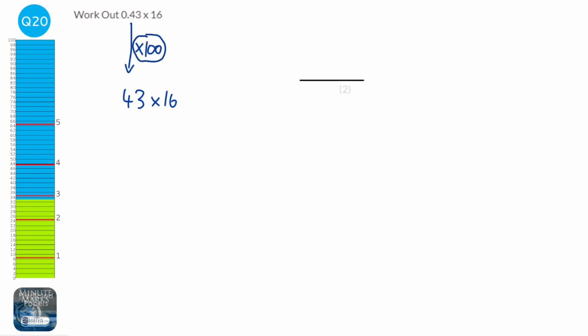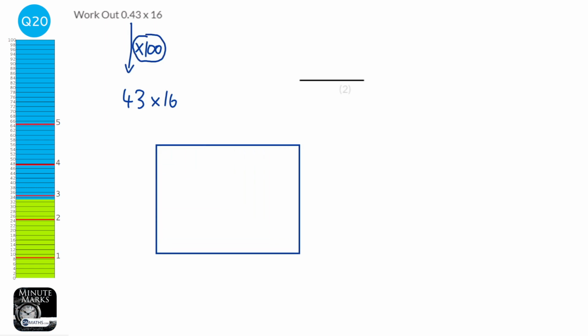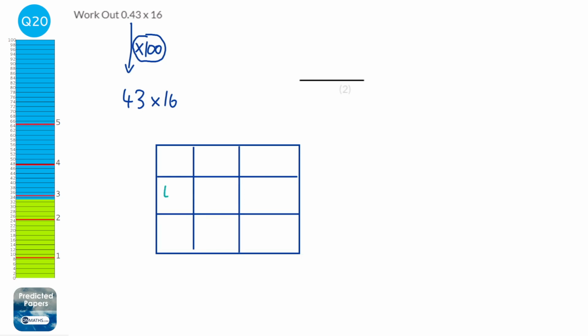And to do 43 times 16, there are loads and loads of different methods. Just pick whichever method you enjoy doing or that you find easiest. I'm going to do the grid method, but it by no means is the best method. It's just the one I'm choosing to do. So 43 is 40 and 3, and 16 is 10 and 6. So 40 times 10 is 400. 40 times 6 is 240. 10 times 3 is 30. And 3 times 6 is 18.